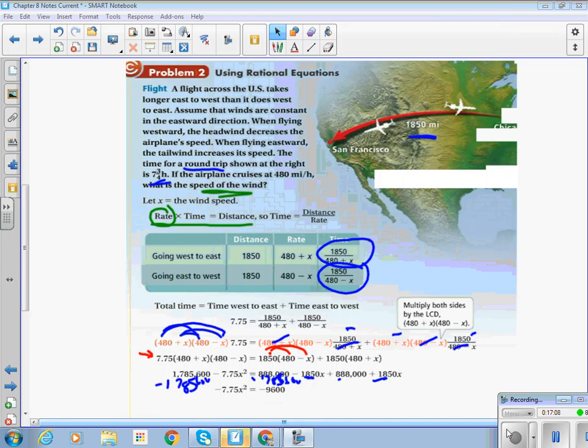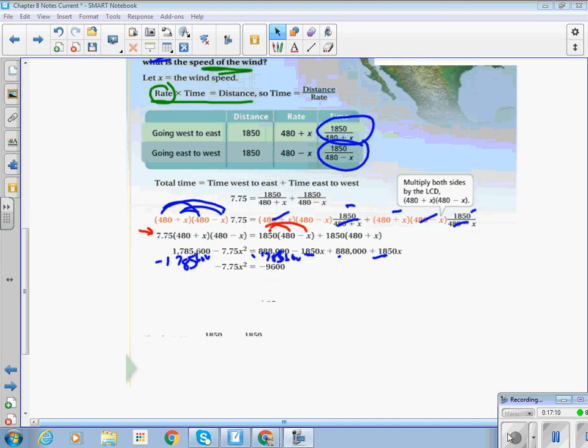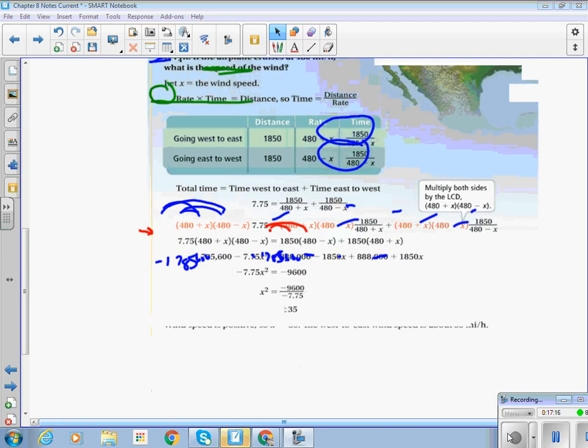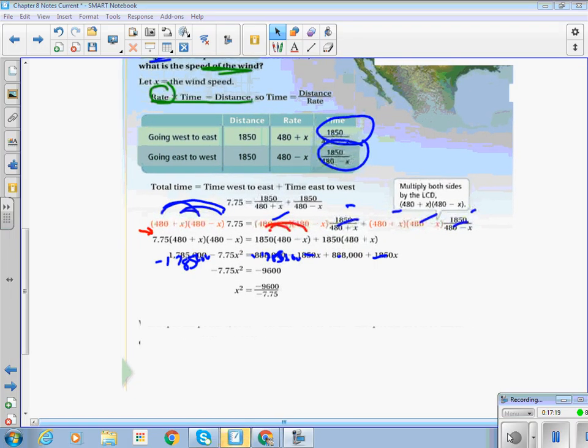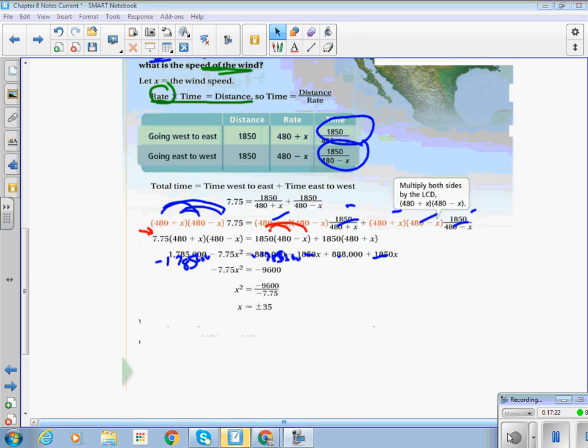What do you guys think the next step is? So we are going to divide both sides by negative 7.75. We throw that in our calculator, negative 9,600 divided by negative 7.75, and then take the square root. We get x is either equal to positive 35 or negative 35. The wind speed is positive, so x equals 35. So the west to east wind speed is about 35 miles an hour.